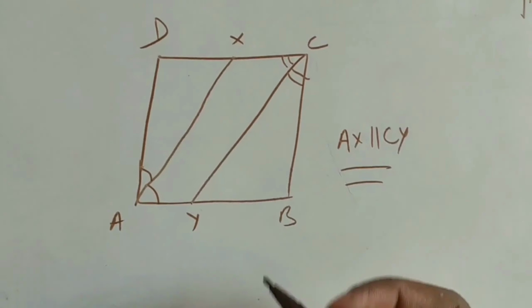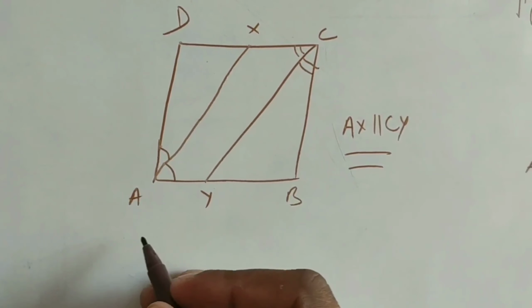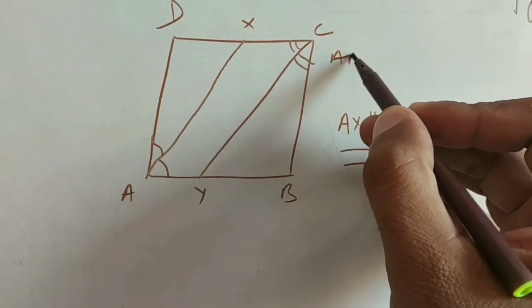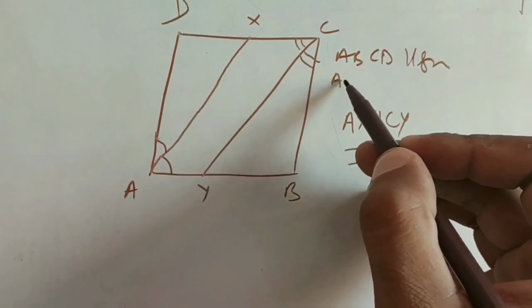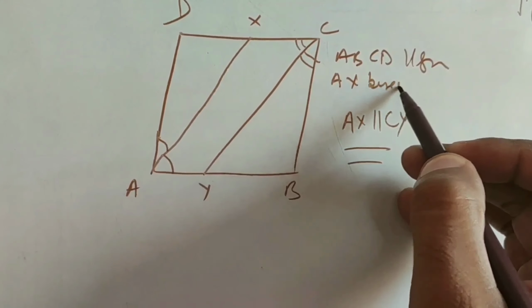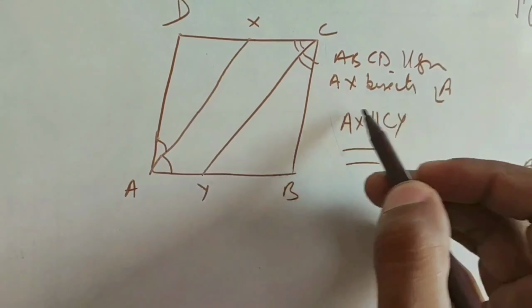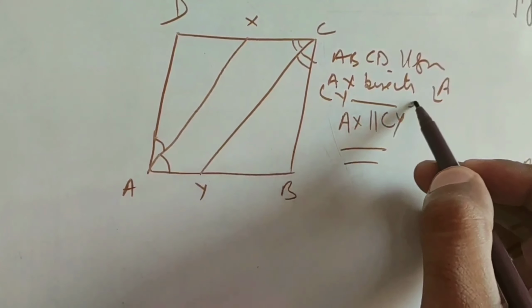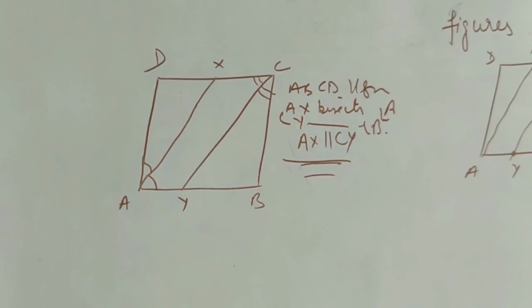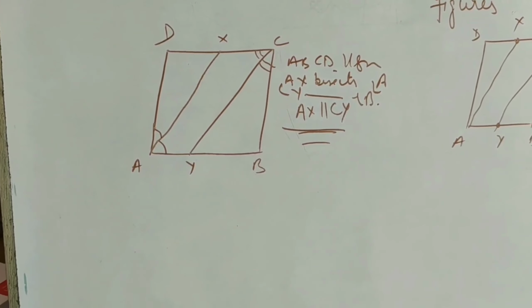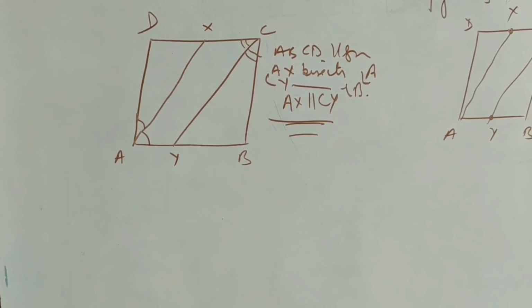So the first one is: ABCD is a parallelogram. In this figure ABCD is a parallelogram. AX bisects angle A and CY bisects angle B, and we need to prove that AX is parallel to CY.